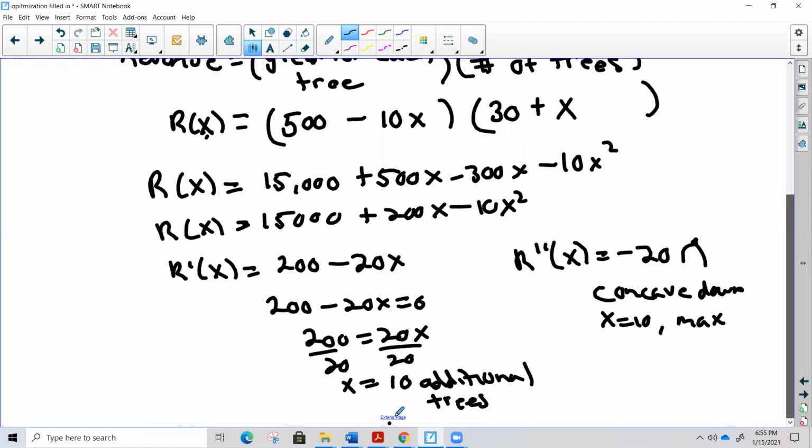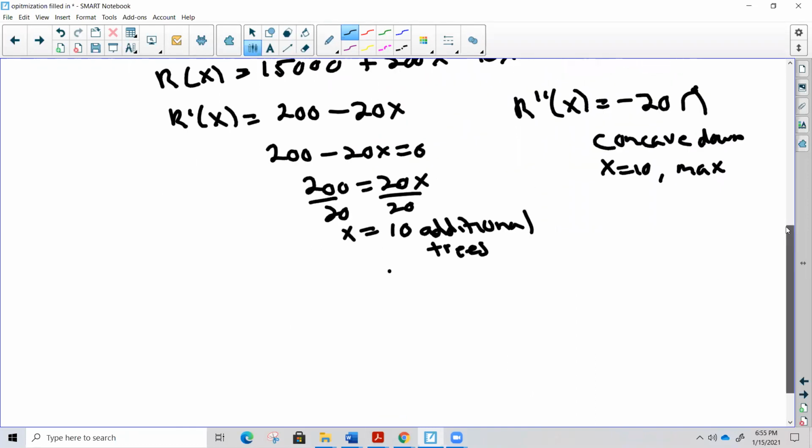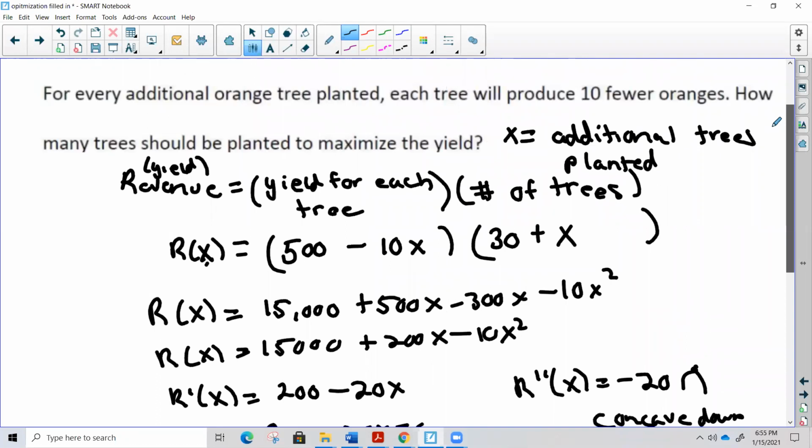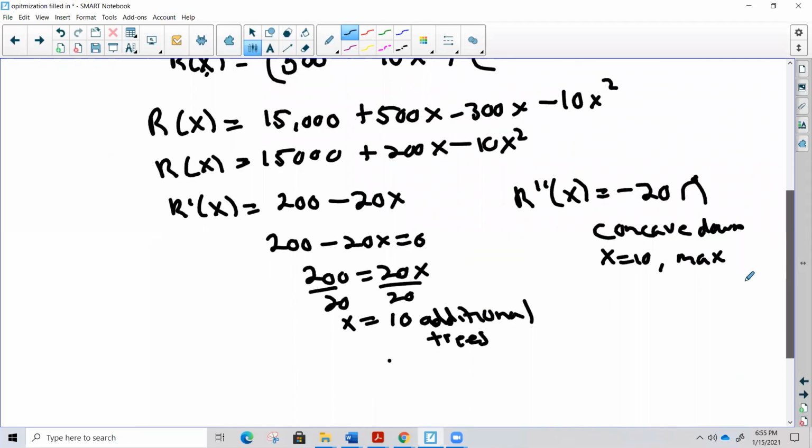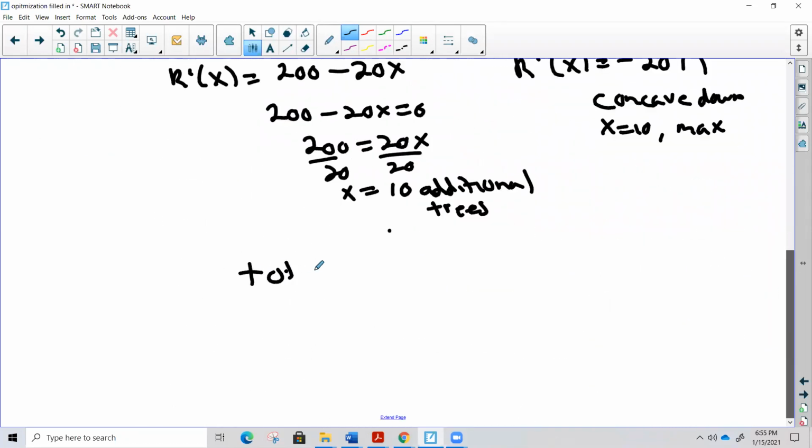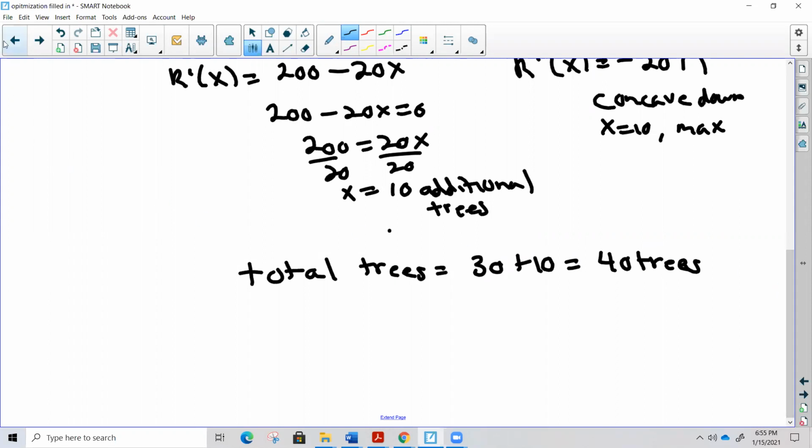So the only thing is we need to make sure we answer the question. Because it says how many trees should be planted, that's the total trees, not just the number of additional. So remember, we started with 30 trees, then I'd have to add the 10. So I should plant a total of 40 trees. So just make sure you're answering the question.